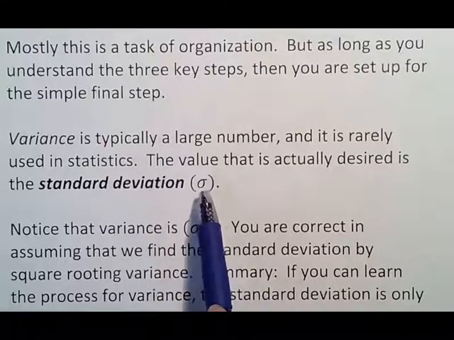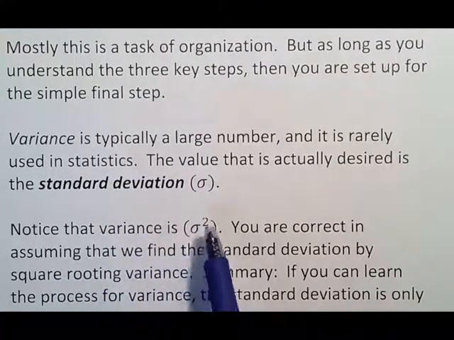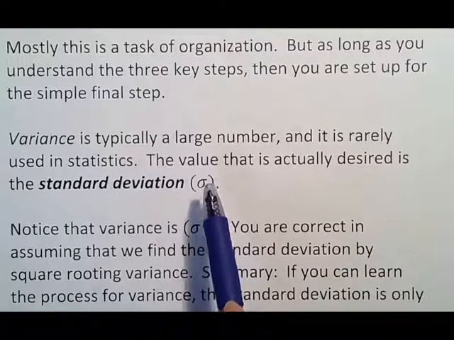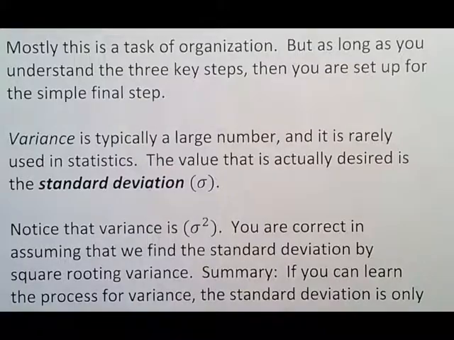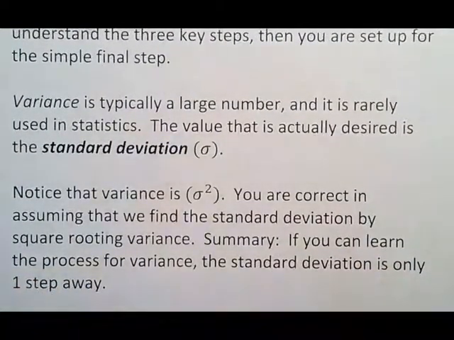Again, I think it's sigma, but I did not do my research. But yes, you should notice that variance is this value squared, which means you are correct in assuming that we find standard deviation by square rooting the variance. So the summary of this whole lesson is, if you can learn the process for variance, the standard deviation is just one step away.